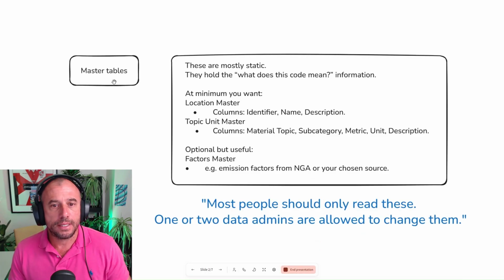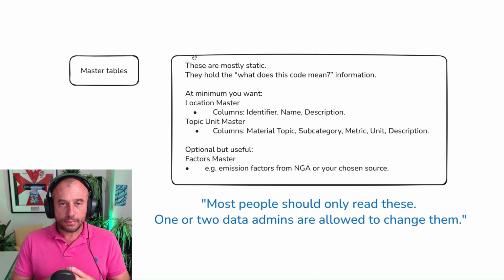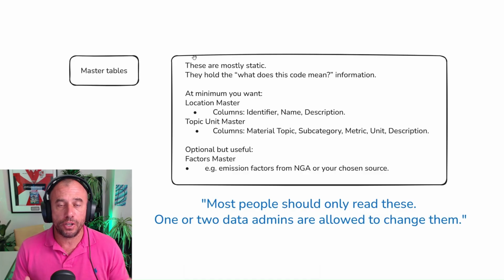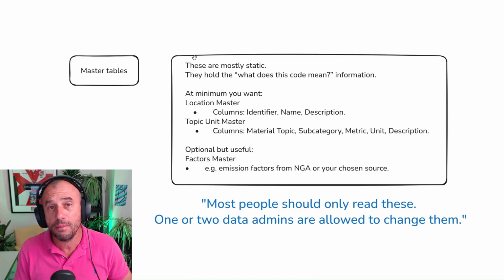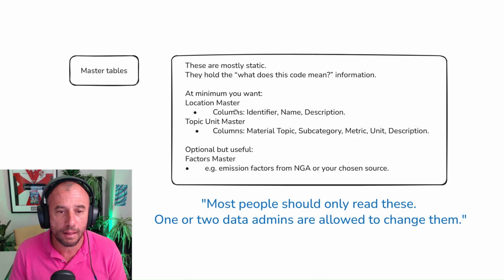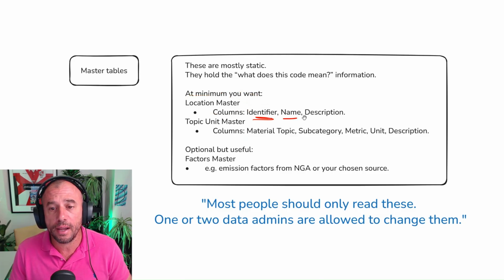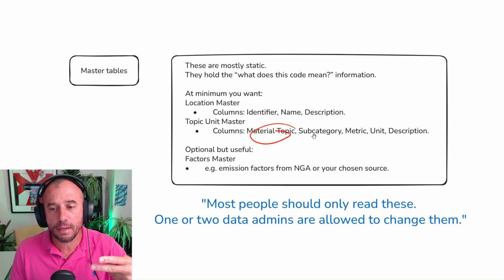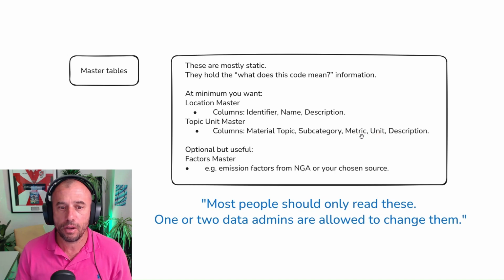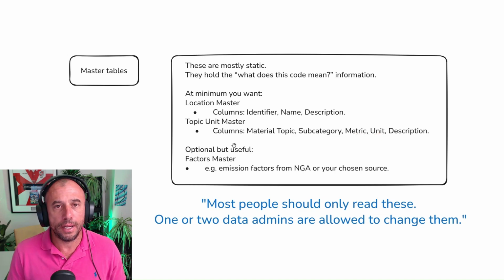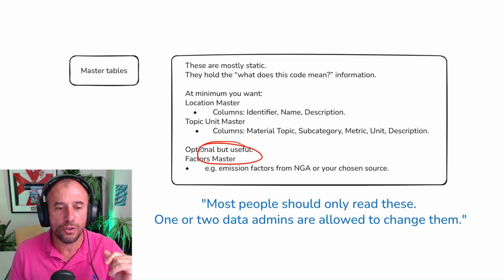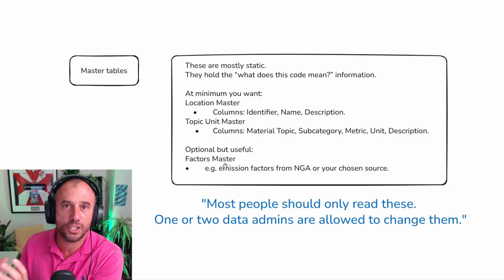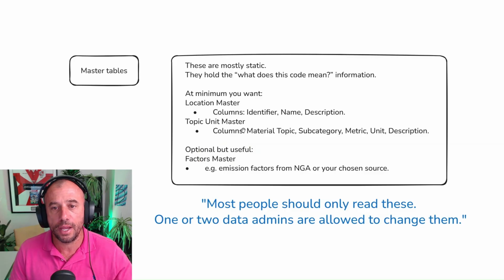Right, inside the masters table, this is where all the naming convention codes, all your information lives. That can't change. You need to use this all the way through your other tables. At a minimum, as we spoke about in episode 4, you want the location master, which has your identifier, name, and description in it. And then your second master underneath that is your material topics, subcategories, metrics, units, etc. I won't go through them again. Now, you don't need this, but it is useful as well to have an emission factors section sitting in here, so they're not changing for each financial year.